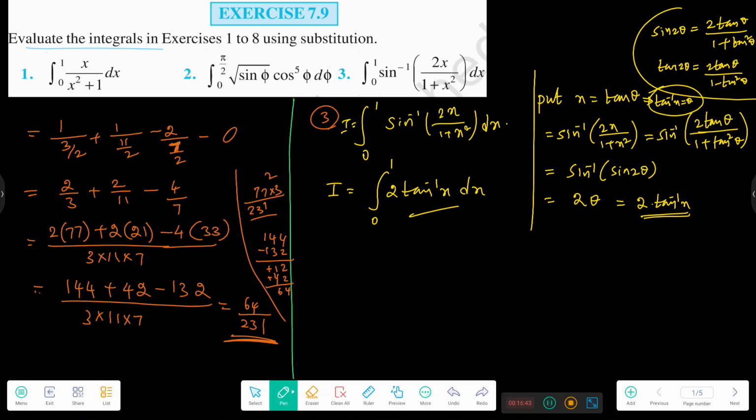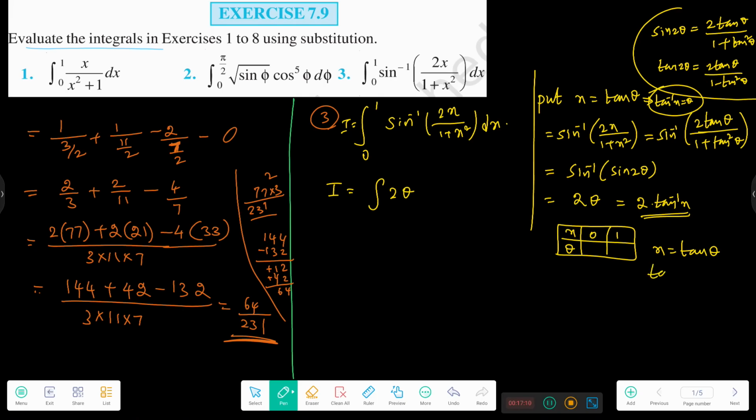Okay, shall we go by tan inverse or 2 theta? 2 theta is better, I hope, which I feel. Let's see both what we are getting. First I will complete in 2 theta. So 2 times theta. Then the theta table: this is x, this is theta. The x value they gave is 0 to 1. Then what about theta? Theta only you need.